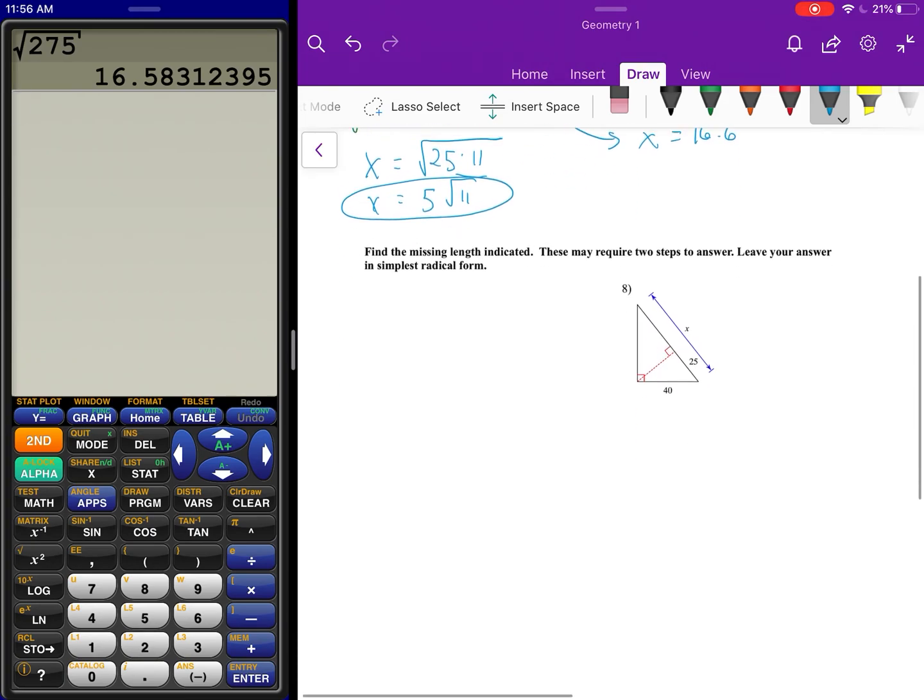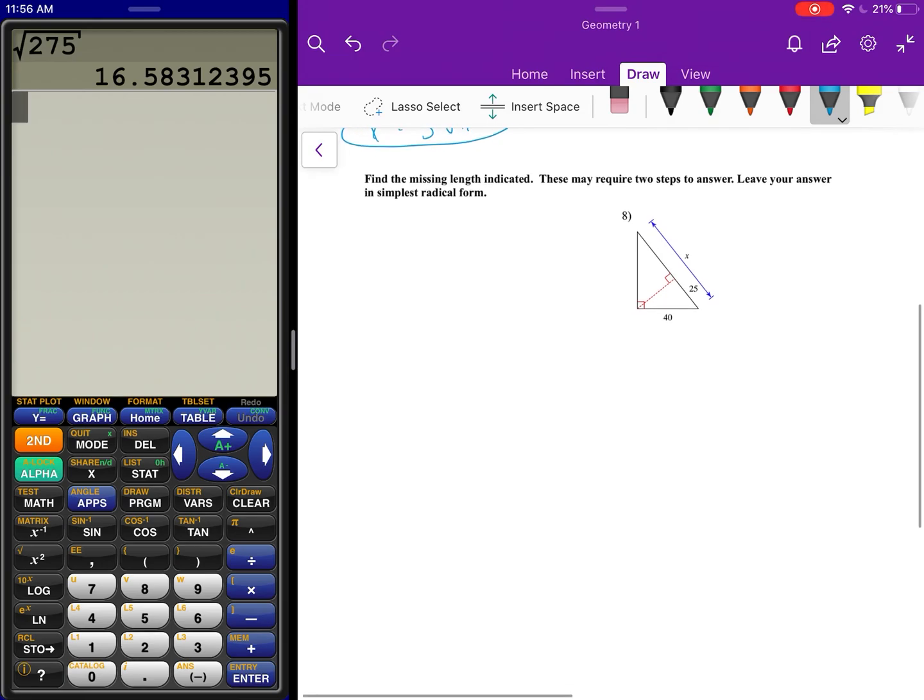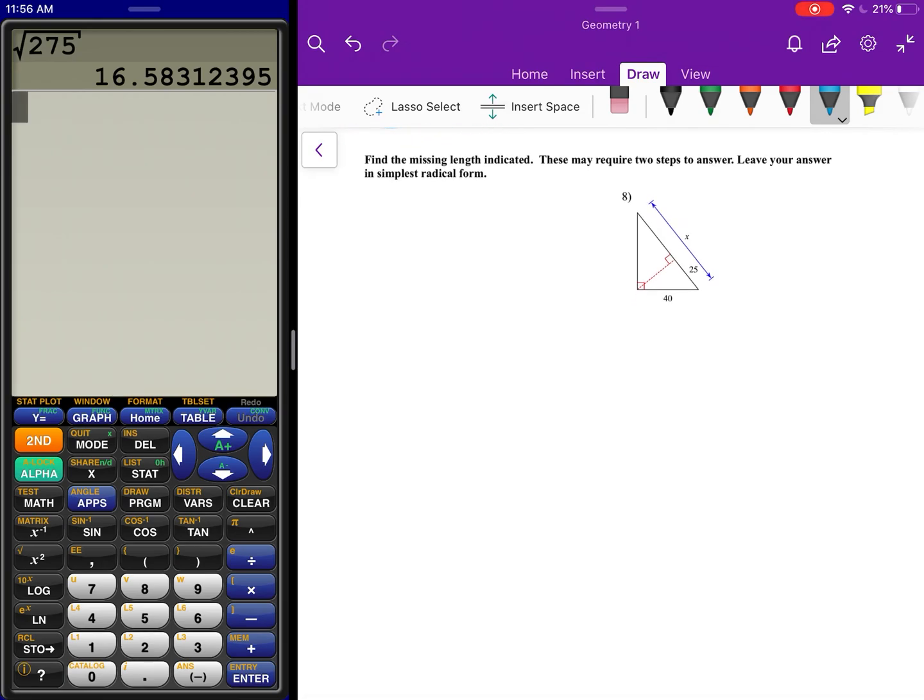You don't need to put it in simplest radical form, but if you know how to, I would appreciate you doing that for the practice and just reminding yourself how to do that. The next one, find the missing length. It might require 2 steps. I don't think that it does, but we'll take a look. Leave your answer in simplest radical form, and again, you can leave that in decimal form.